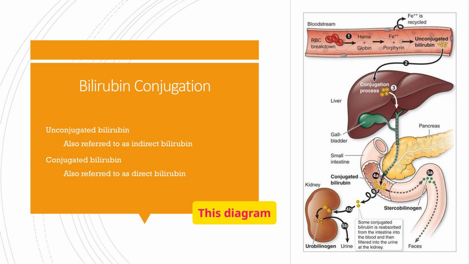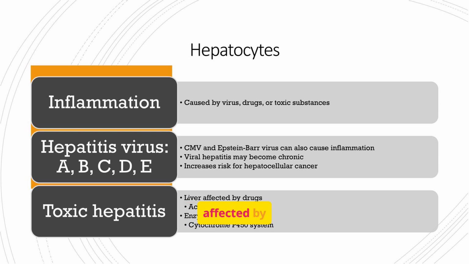This diagram illustrates bilirubin conjugation. Unconjugated bilirubin, also known as indirect bilirubin, is converted to conjugated bilirubin, also known as direct bilirubin, in the liver. This process is crucial for bilirubin excretion and preventing jaundice. Hepatocytes can be affected by inflammation, hepatitis viruses, and toxic substances.